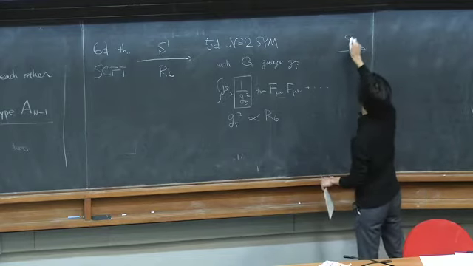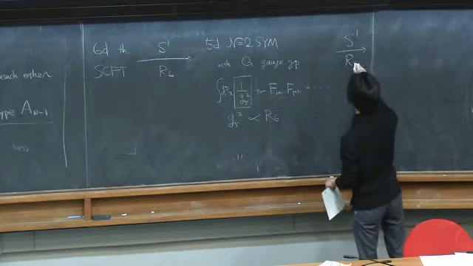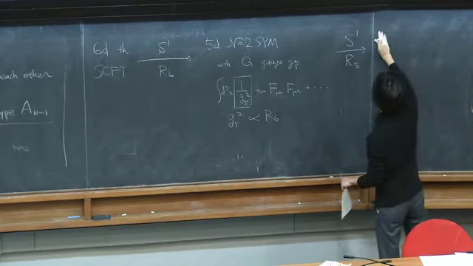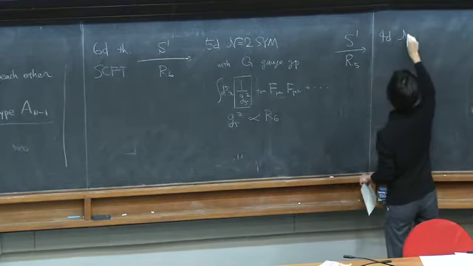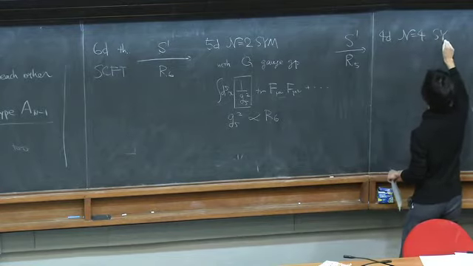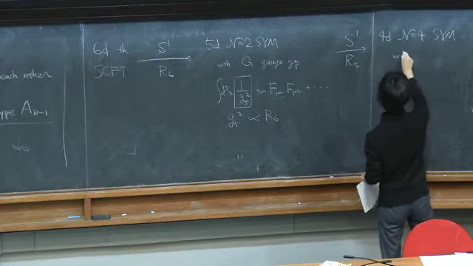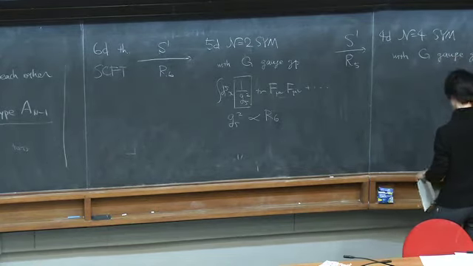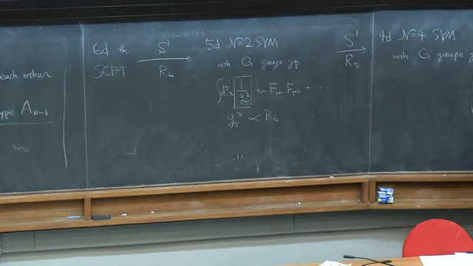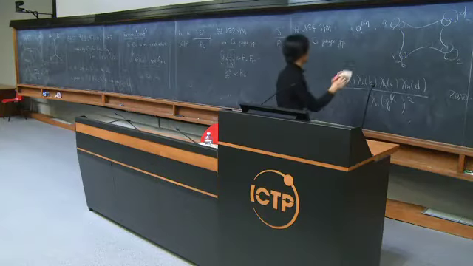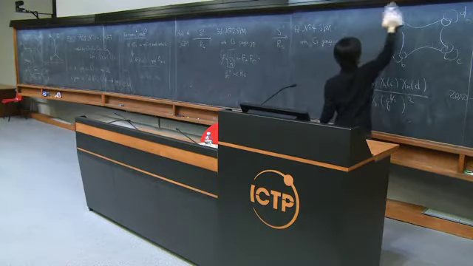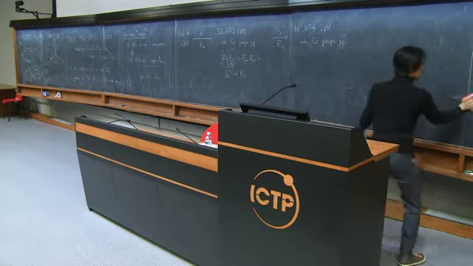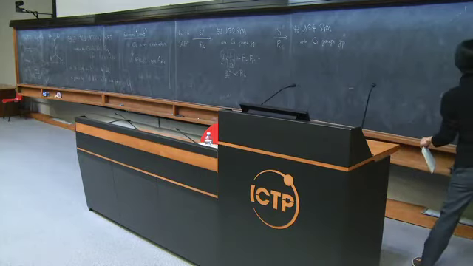Let's do another compactification on a circle of radius R5. And this becomes 4D N=4 super Yang-Mills with, again, G as the gauge group. And what would be the gauge coupling constant in this case? This can be seen in the following way.